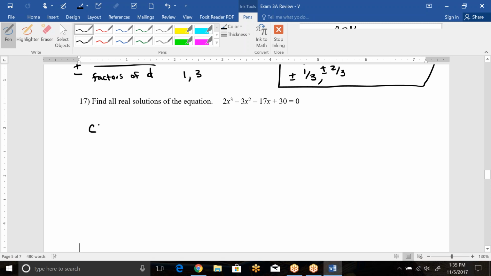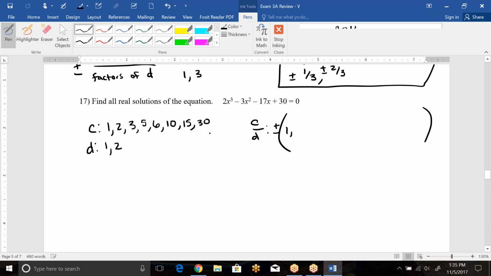The C's here are factors of 30, which would be 1, 2, 3, 5, 6, because 5 times 6 is 30, 3 times 10, 2 times 15, and 1 times 30. My D is 2, my leading coefficient, so factors of that are 1 and 2. My C over D list is plus or minus, and some people don't write the whole list, each one with a plus or minus. They do it like this, and that's fine.